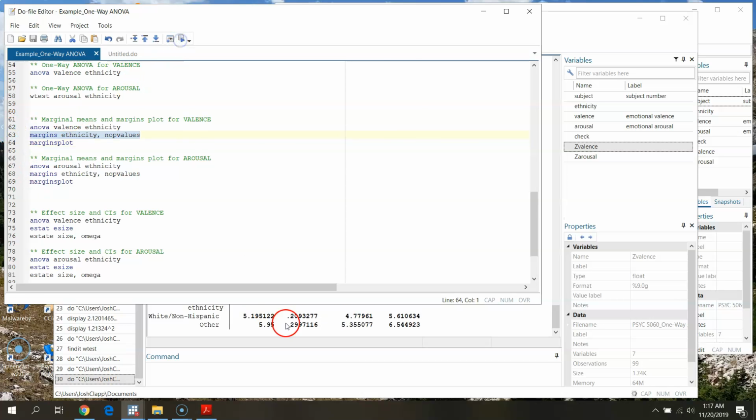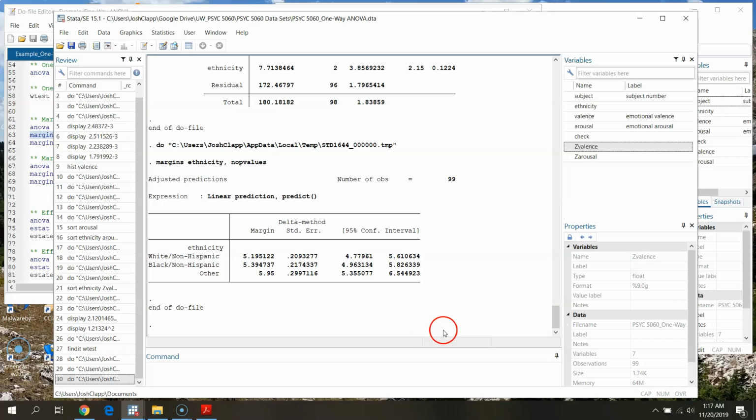So I'm going to run my margins. Okay. And this is going to give me my marginal means. For one-way ANOVA, these are just going to be the same as our observed means, but I've got our means for each one of my groups. And then it's also going to give me confidence intervals.